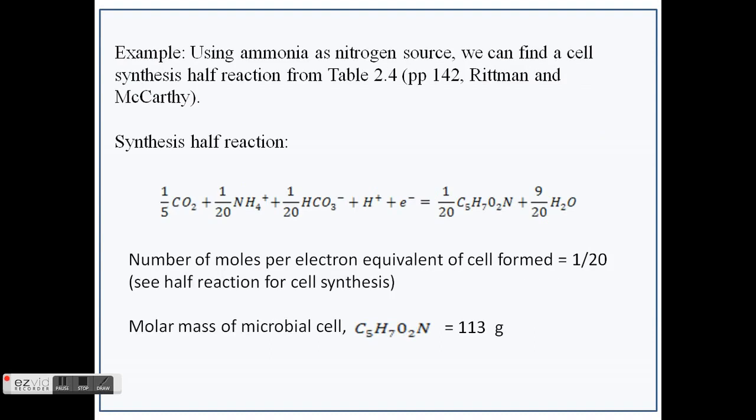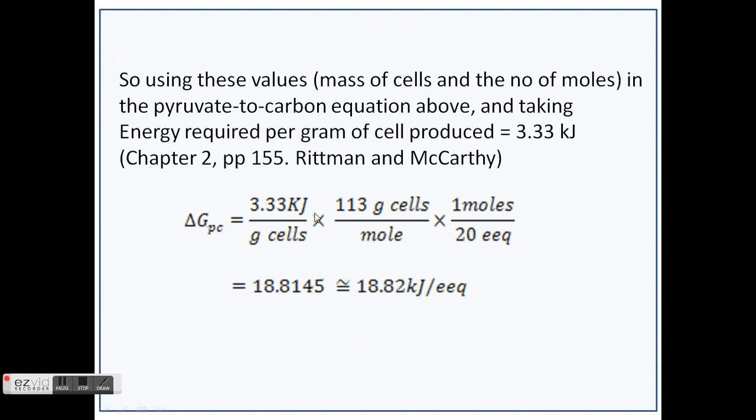But we'll be using ammonia as nitrogen source, and like I said, we'll just use the basic microorganism, and this is the reaction. So from this we know that 1/20 moles of microorganism is synthesized, and the molar mass is 113. We insert that into our equation. From the text, we are told that the energy required to produce one cell is 3.33 kilojoules. So that's energy times the number of cells times the number of moles, and you get your energy to convert pyruvate to cells.